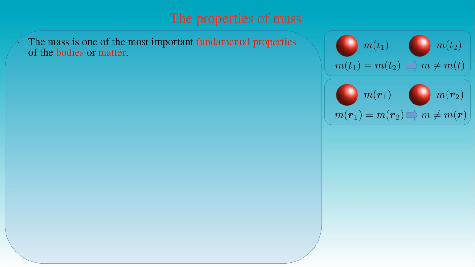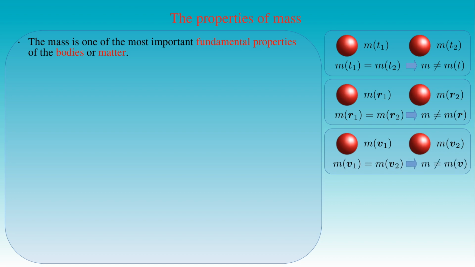If we measure the mass of the ball moving with the velocity v1, and we repeat the mass measurement when the ball travels with the velocity v2, then we will find that the masses measured in the two different states of motion are the same. That is, the mass of a body does not depend on its velocity or its state of motion.